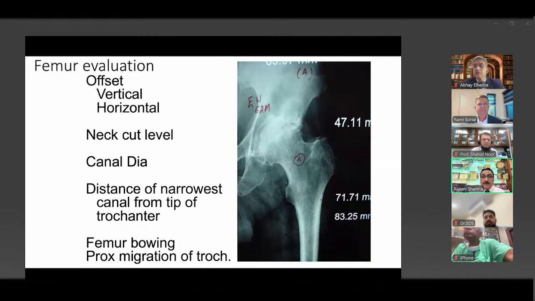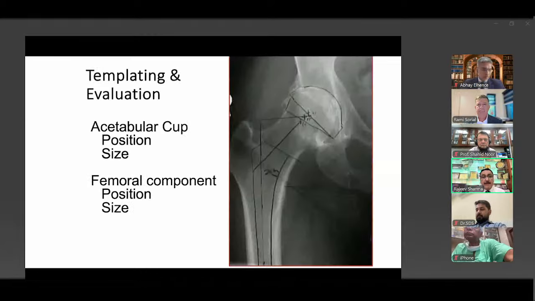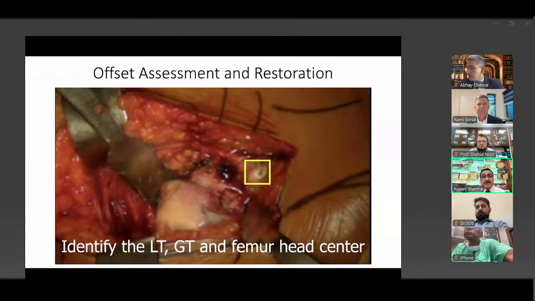For the femoral offset, you will assess the offset, you will assess the neck cut level, you'll see the canal diameter, which is the narrowest part of the canal. You see the femoral bowing, any proximal migration of the trochanter, for example in the dysplastic hips, and you will see very well the vertical offset and the horizontal offset. The templating one can do, though in today's time of digital X-rays, the templating has become a difficult aspect, but one must have an assessment of the position of the acetabulum, the osteophytes which are there in the patient preoperatively, the expected size of the acetabulum and the femoral component, what position you are going to have and what size of implant you are going to use.